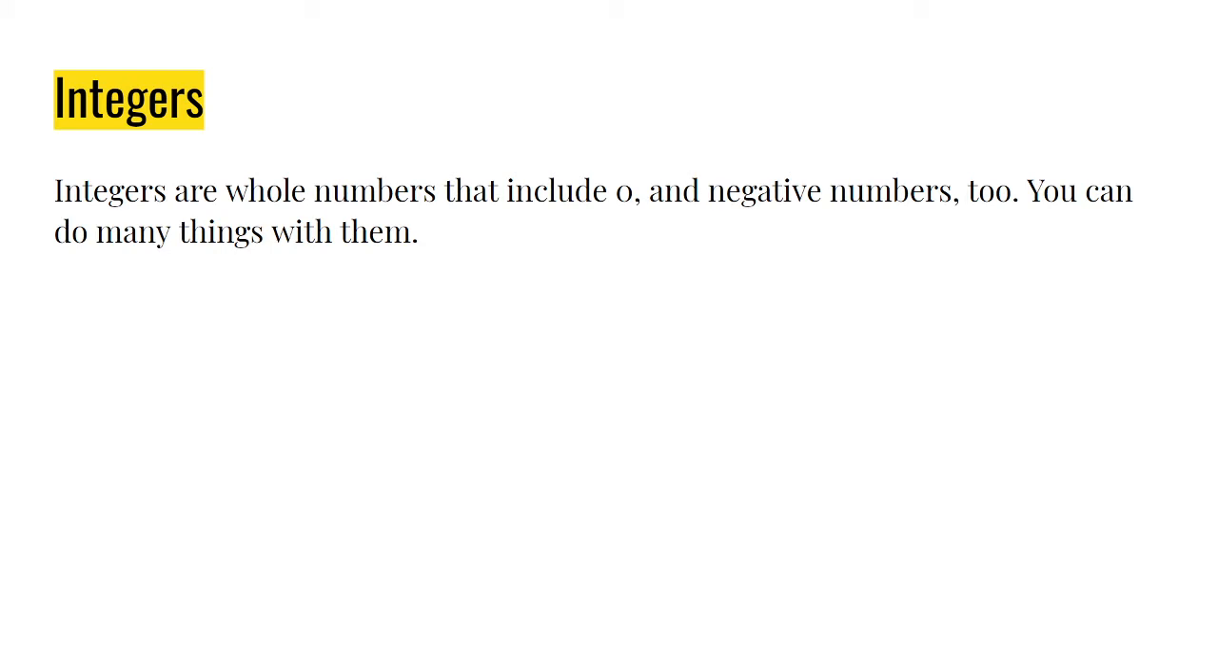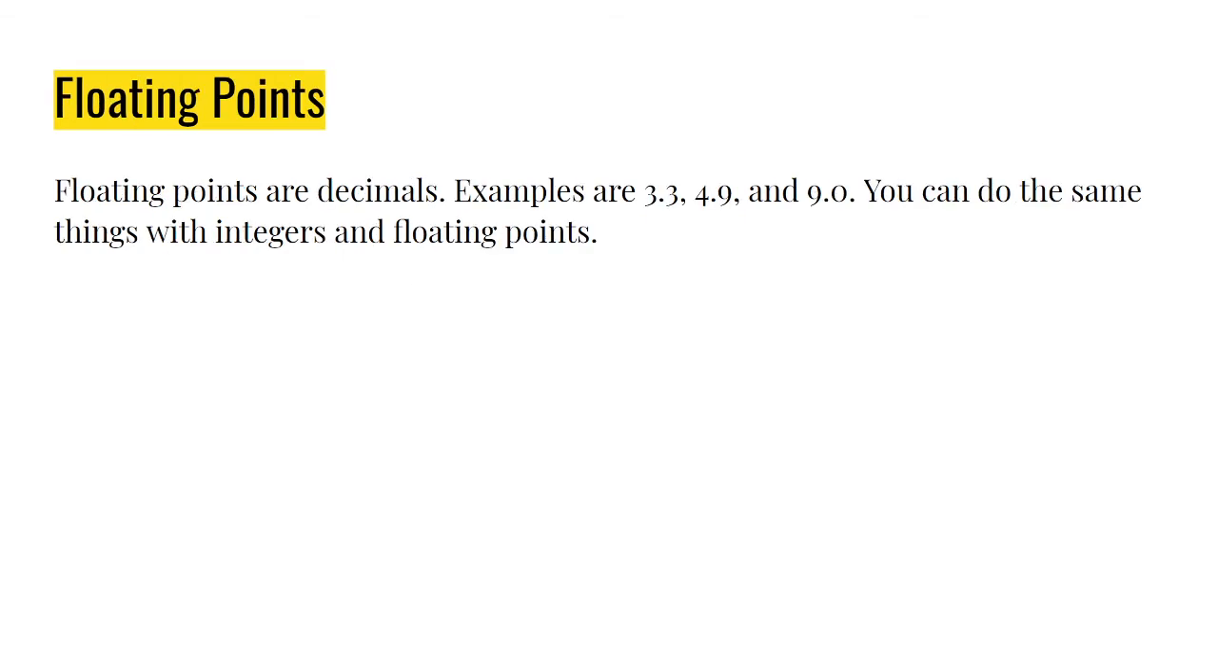Integers are whole numbers that include 0 and negative numbers too. For example, -4, 2, and 0. You can do many things with them, such as arithmetic, variable assignments, and much more as we get into more detail in Python. Floating points are decimals.